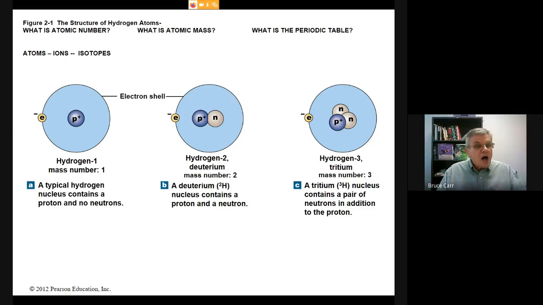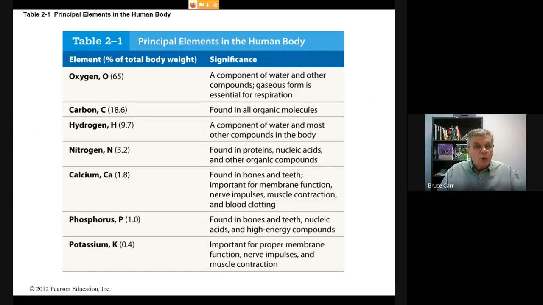This is called an ion. So atoms can form ions if the number of electrons and protons are not equal. They can form isotopes if the number of neutrons vary in the nucleus. And that begins our approach to the periodic table.